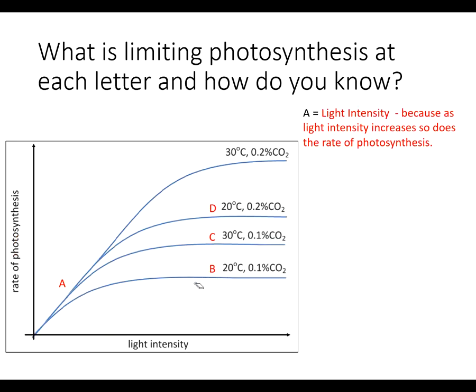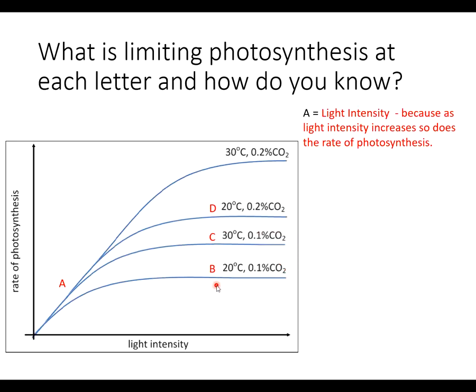It's not here. Doesn't matter here what we do to our light intensity, our rate of photosynthesis stays the same. Okay, so whether our light intensity is here, it's the same. Here, it's the same. So that means that at B, something else is limiting it. And that's where we need to have a look at this information here.